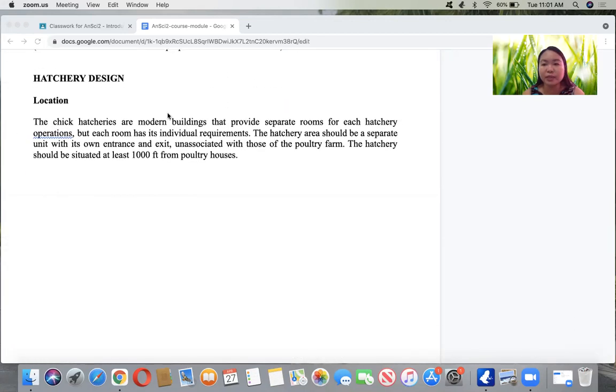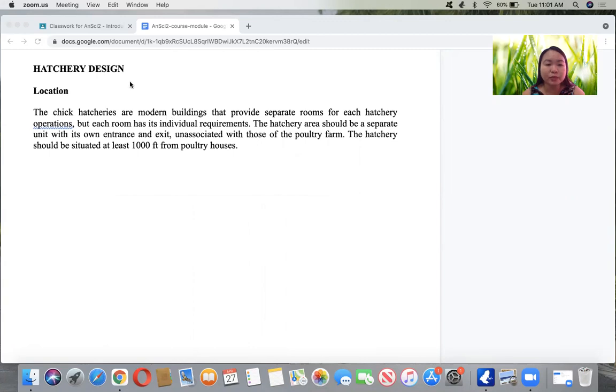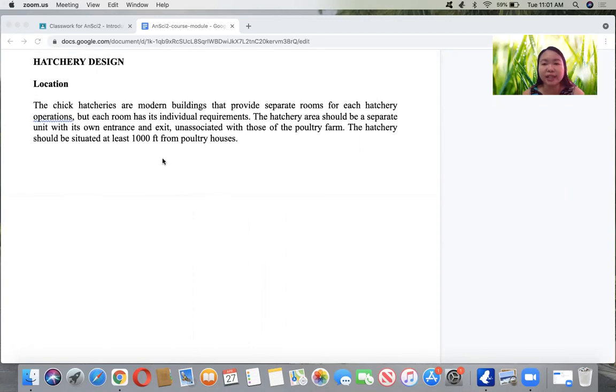While waiting for you to come in, we will be talking about hatchery design, and hopefully I can show you videos of the different hatchery designs around, from the very conventional ways of hatchery. So, what is hatchery location? For the chick hatcheries, these are actually modern buildings that provide separate rooms for each hatchery operation.